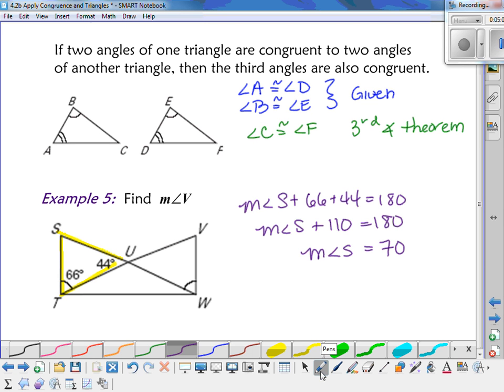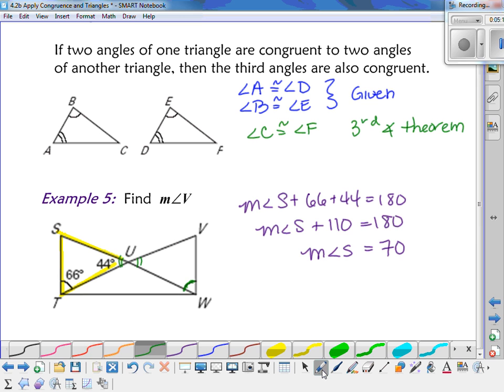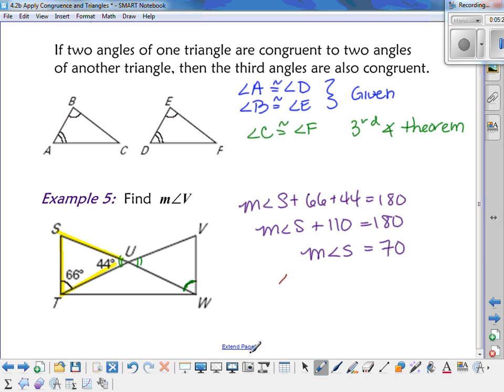Well, if I look at what's given to me in the figure here, I can see that angle STU is congruent to angle VWU, and I know these two are congruent by vertical angles. So that means that angle S would have to be congruent to angle V by the third angle theorem. And so therefore the measure of angle V would have to be 70.